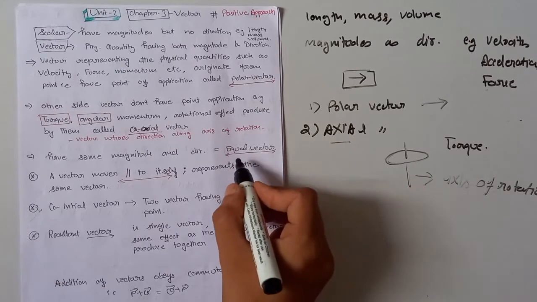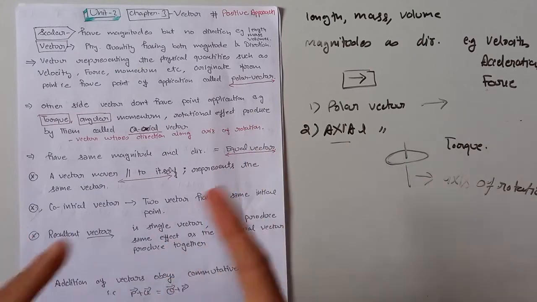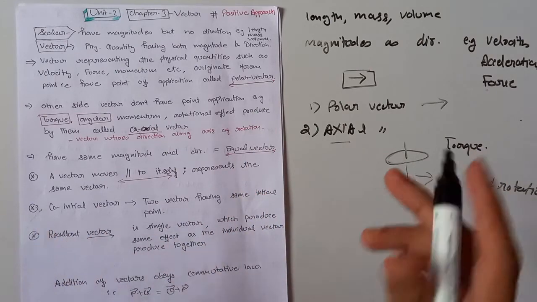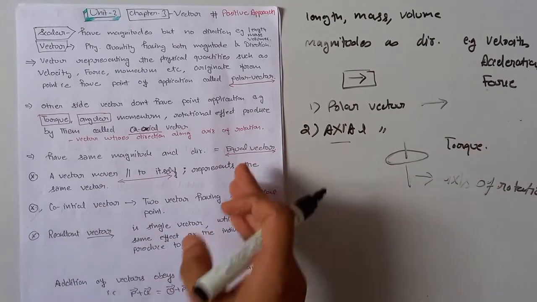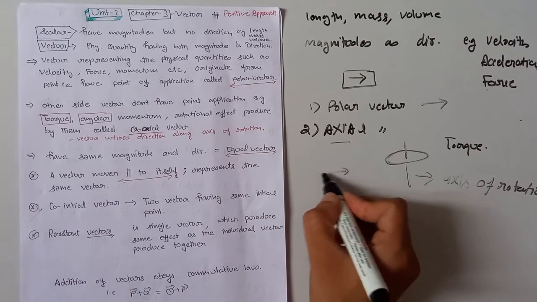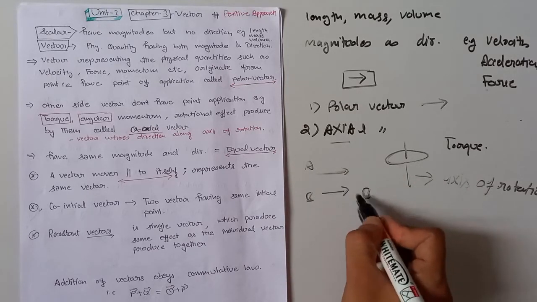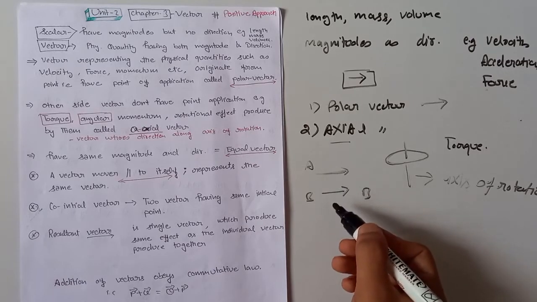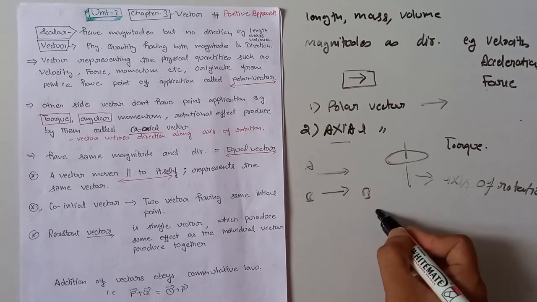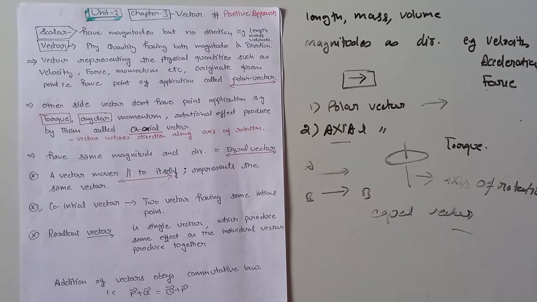Our next vector is the equal vector. What is an equal vector? Equal vectors are those vectors which have the same magnitude and the same direction, and an equal vector can move parallel to itself. For example, let this be vector A and this be vector B. Both are parallel to each other and equal in size, then vectors A and B are called equal vectors.